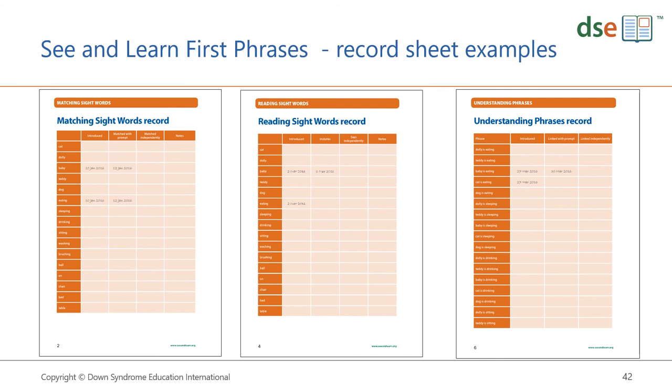With the third example here, we've now moved to comprehension activities, and that is for phrases. Can they read the phrase, put it on the right picture from an appropriate choice of pictures? You'll also have an understanding words record sheet, because the activities are going to go through learning to read the individual words, check the child's understanding of those words before you get to the stage where you're reading phrases and checking their understanding of them.